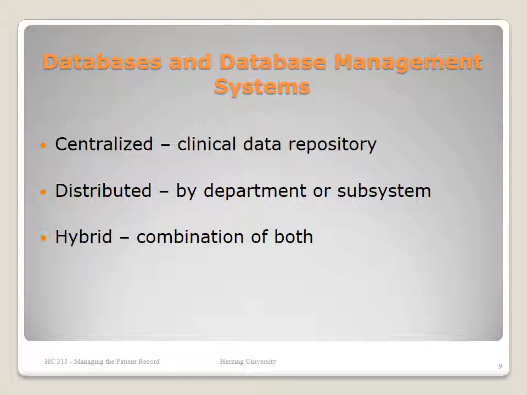Most health records are organized based on the models on this slide. Centralized, where all information is stored in one system. Distributed, where information is stored in separate department systems, or as a hybrid of the two. The centralized system is built around a clinical data repository. This is a database that collects, captures, sorts, and processes all patient information. It also provides easy access to data in electronic or printed form to the patient's clinical history.